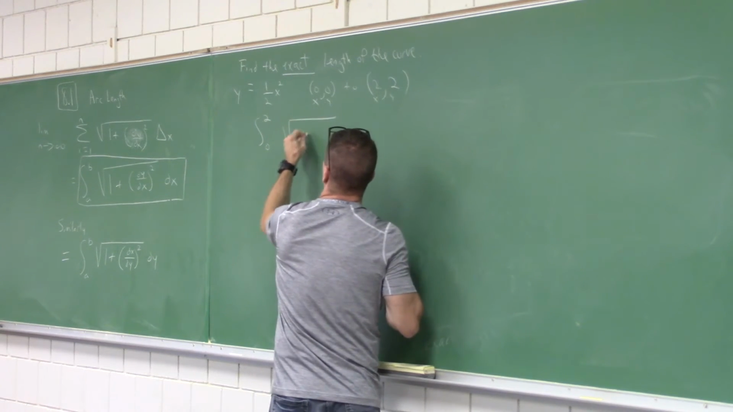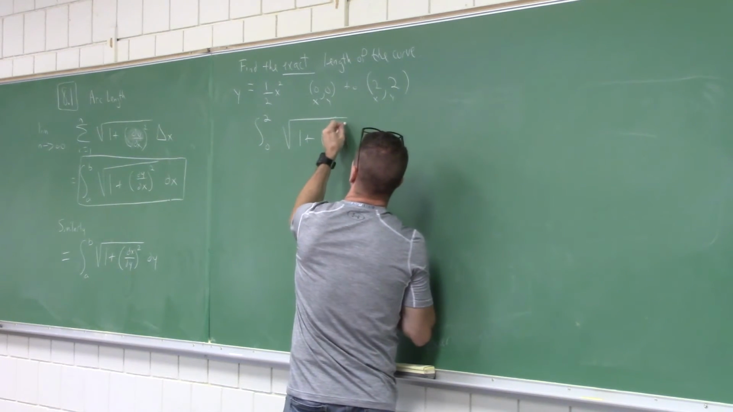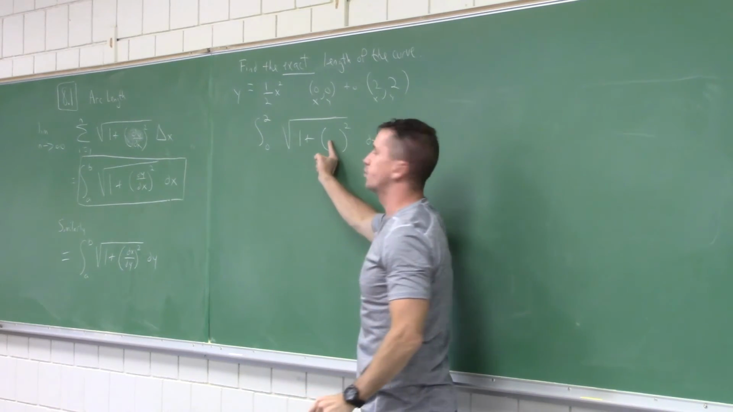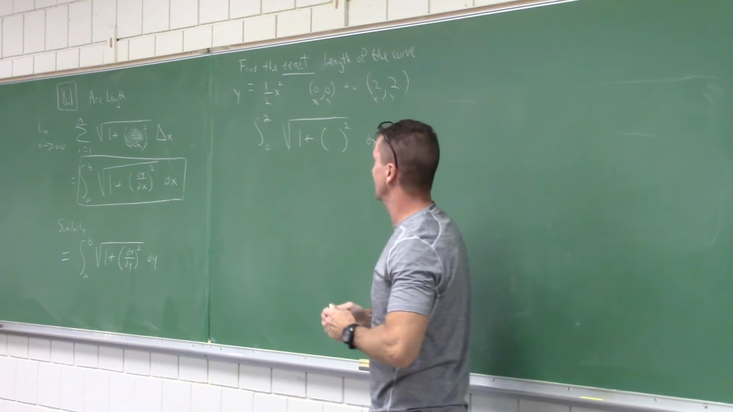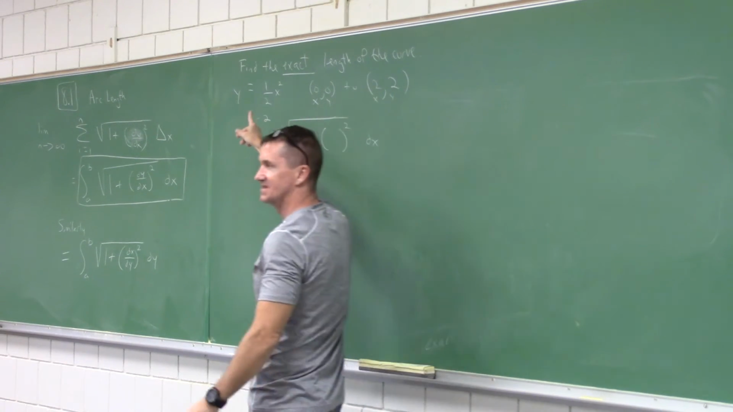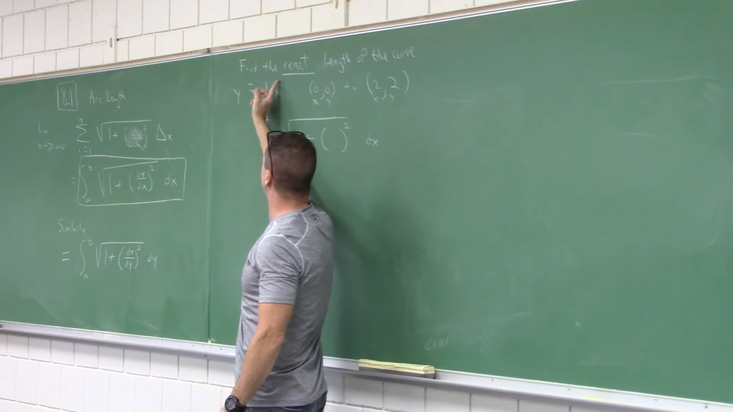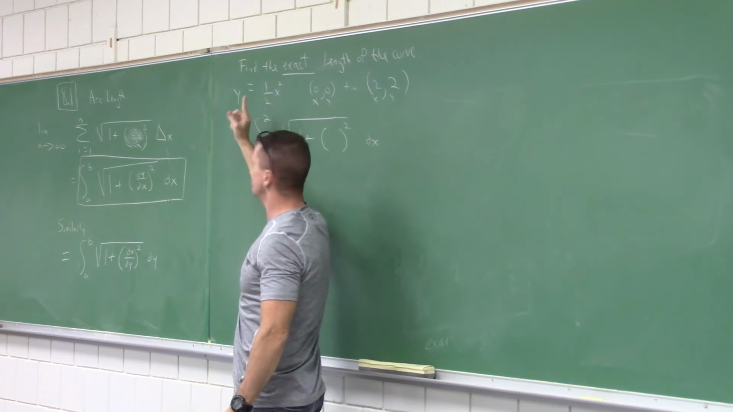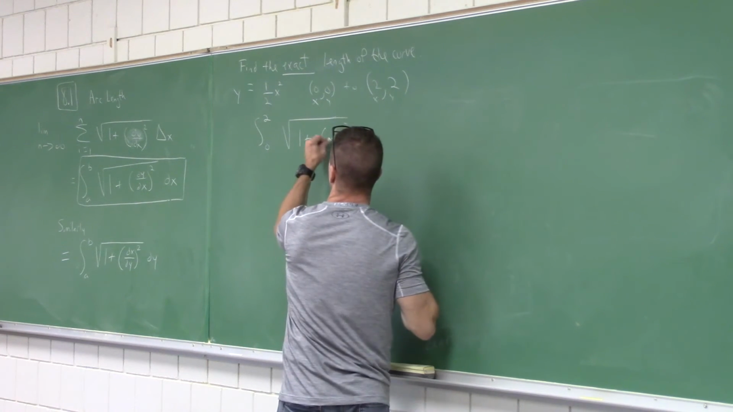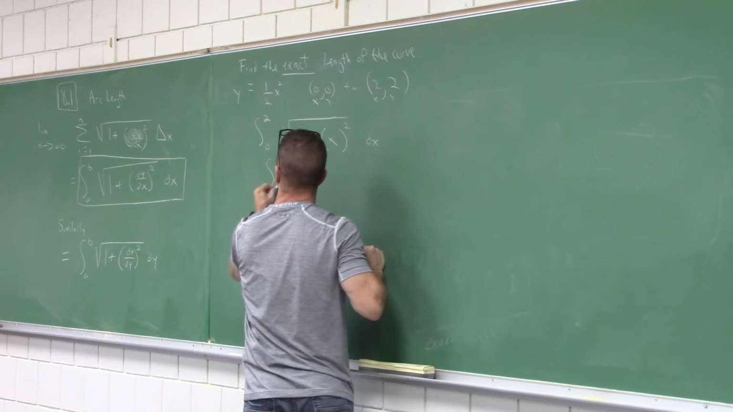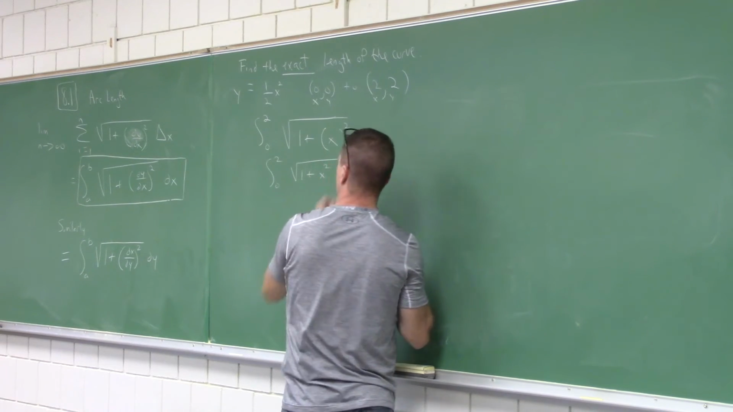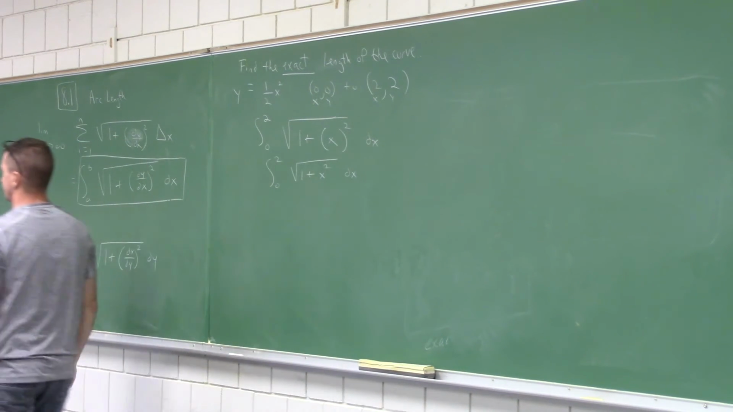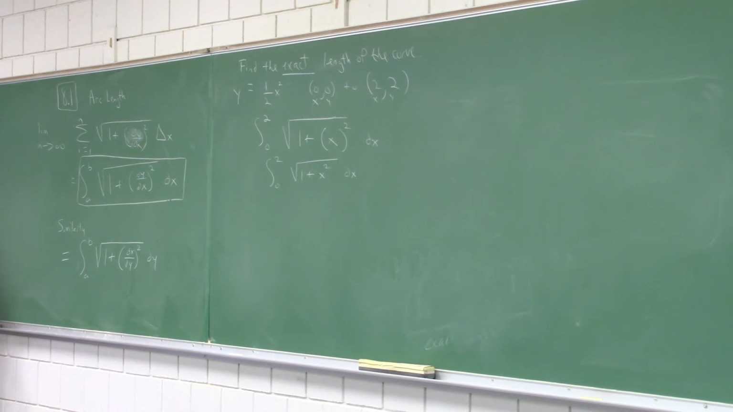Square root of 1 plus, what goes here though? Not f of x, but f prime of x. And that derivative is not hard. It should be x. Yeah, 2 times a half is just 1x, right? So let me write this again. This problem's interesting. We get to there, and now what?